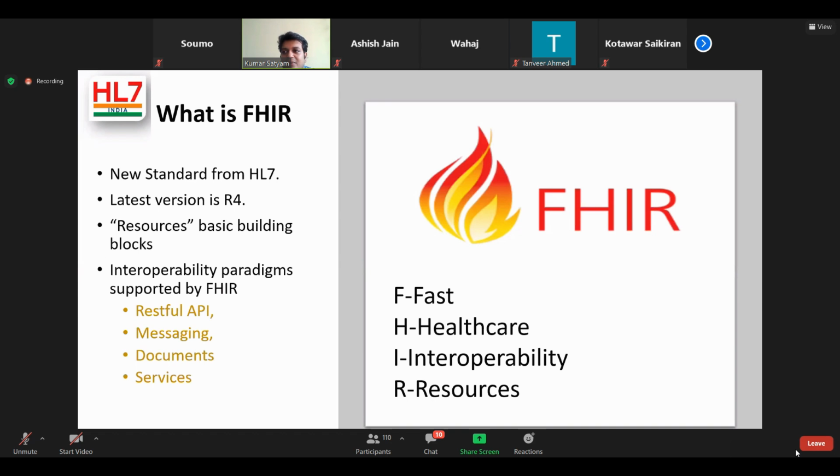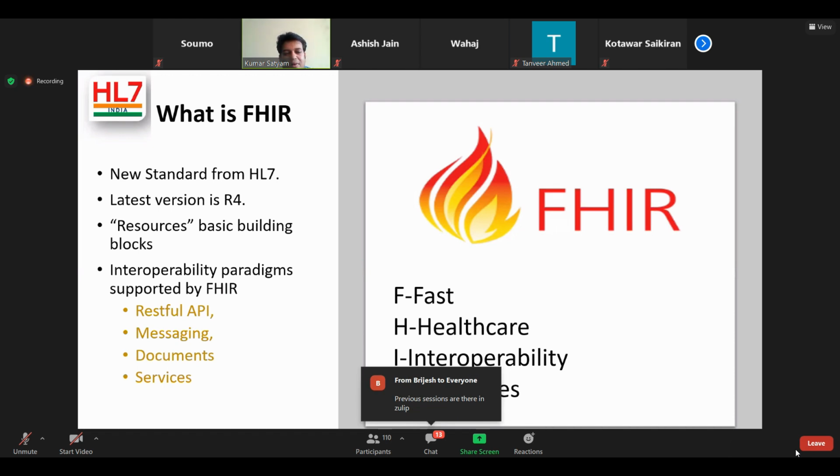You can understand resources as the data itself. Like a patient, or whatever data you want to exchange: the patient observation, diagnosis of a patient, or a lab result. Those are resources. Then you can send and receive those resources and do various operations on them by multiple paradigms that FHIR supports.